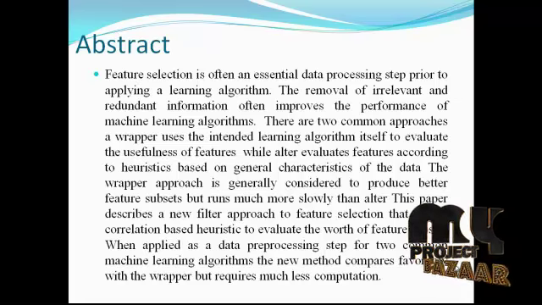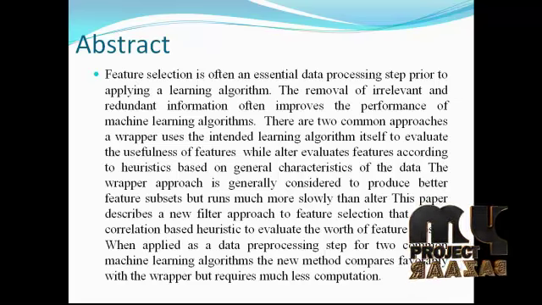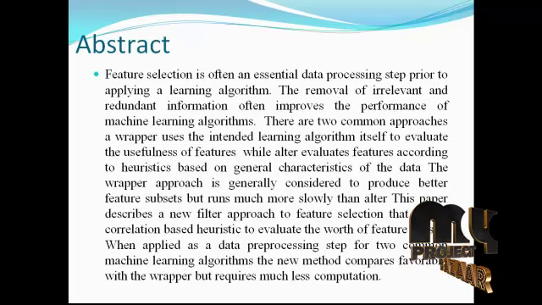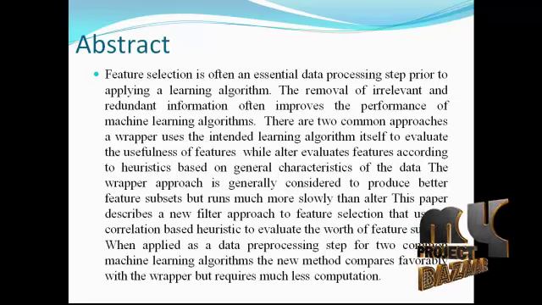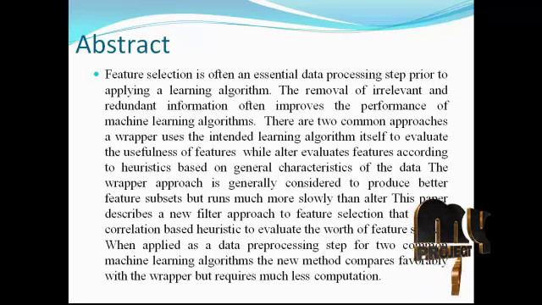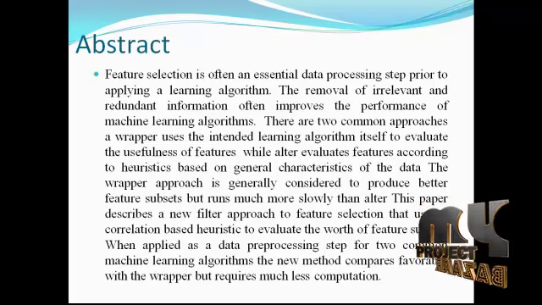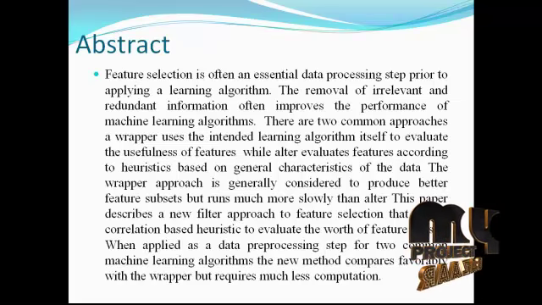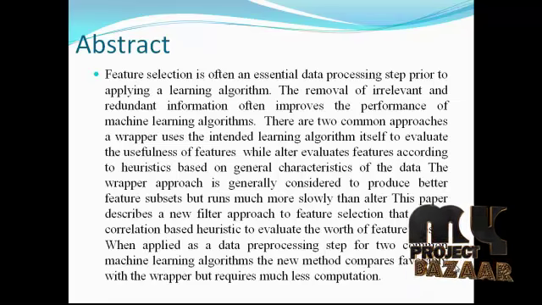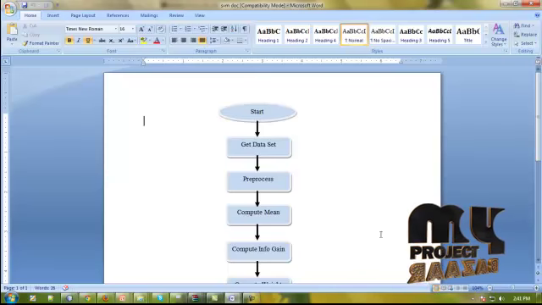This paper describes a new filtering approach to feature selection that uses a correlation based heuristic to evaluate the worth of feature subsets. When applied as a data pre-processing step for two common machine learning algorithms, the new method compares favorably with the wrapper but requires much less computation. Next we are going to see the flow of this process.